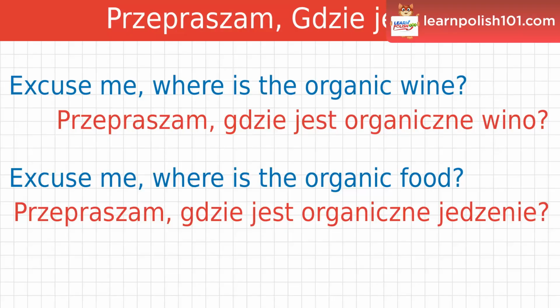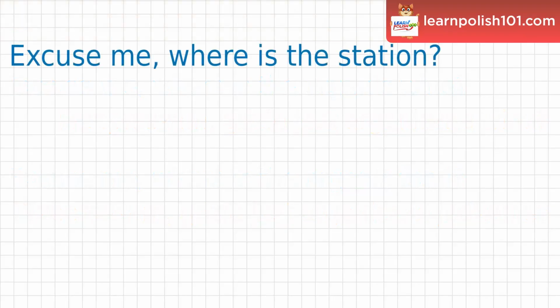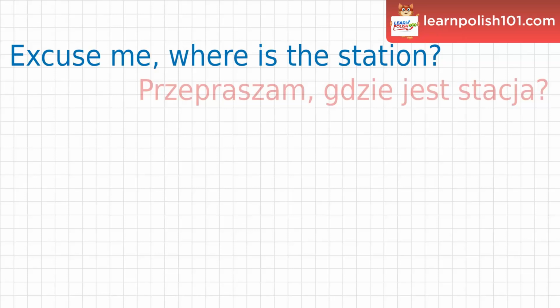Okay, now here's one which we need to spend a little bit of time on. Let's ask, excuse me, where is the station? Now station, you'll probably notice it ends shon, so we know that we need to change that to sia. So how can we ask, excuse me, where is the station? Przepraszam, gdzie jest stacja?